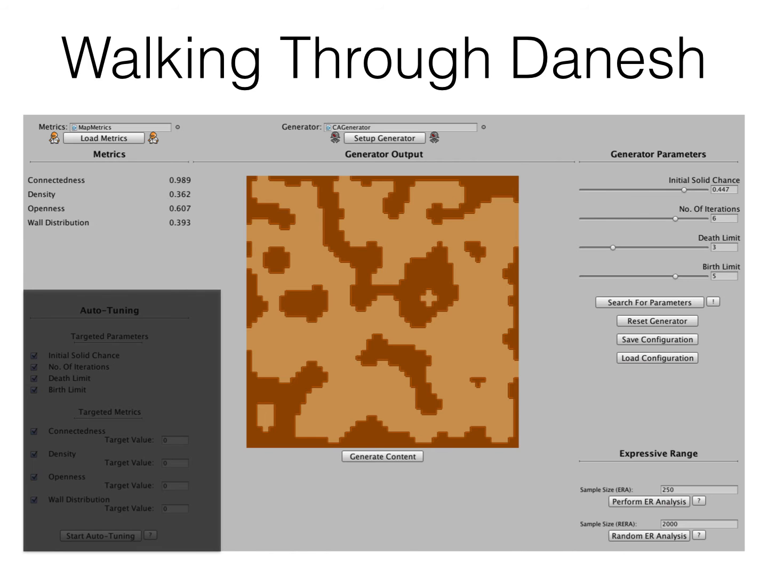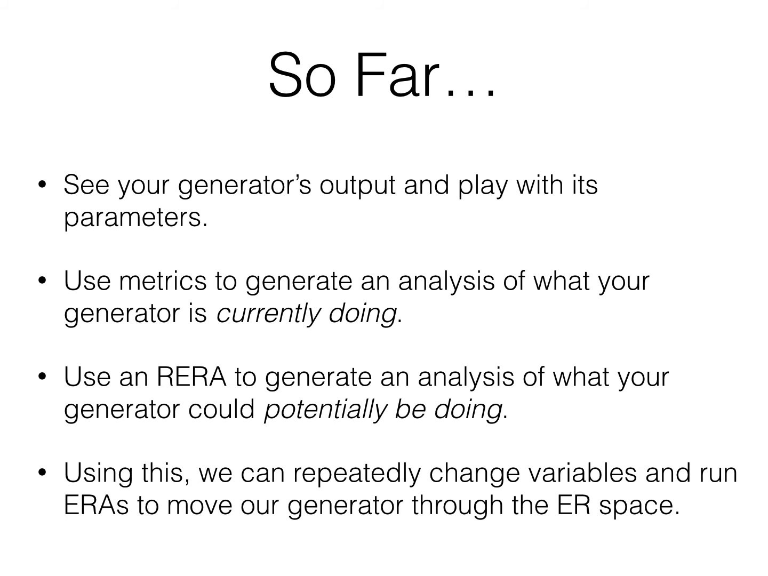If we want more open maps, how do we make it more open? Maybe we can turn down this parameter or turn up this other one. What impact does that have? So we can see the output of the generator, we can play with its parameters, we can go through this iterative loop of changing something, observing the results, making more changes, observing new results.